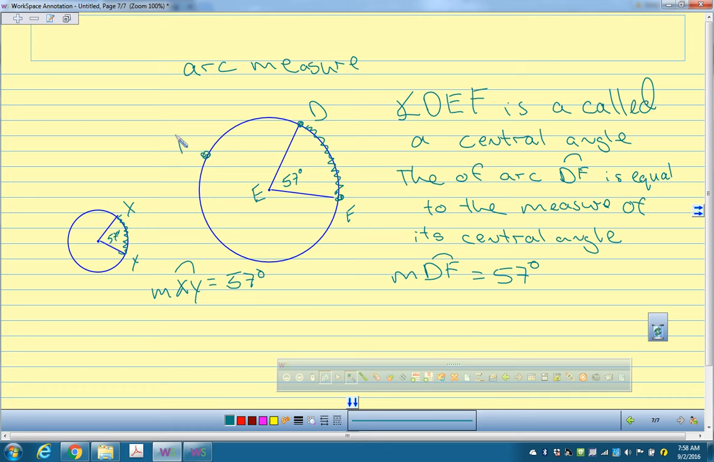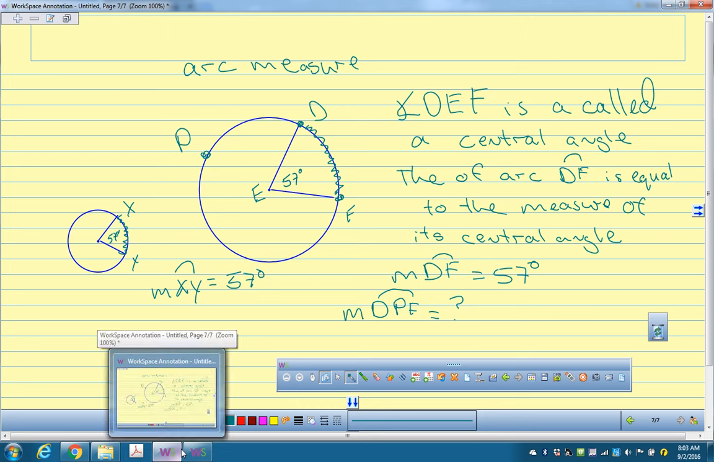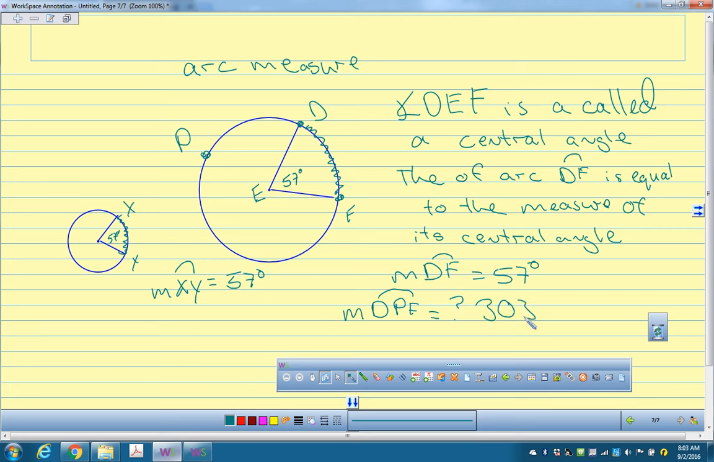Say we're to put a P here. Who can tell me what's the measure of DPF? What's the measure of DPF? Right, Ryan. 303 degrees. Perfect. How did you get that? Well, since the angle that isn't included in DPF is 57 degrees, you just subtract that from 360. Right. You know it's 360 all the way around a circle, right? And so if this is 57, this has got to be what's left over. So 360 minus 57 gives 303.